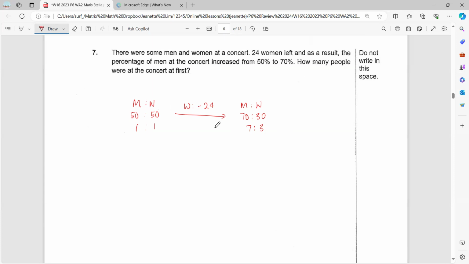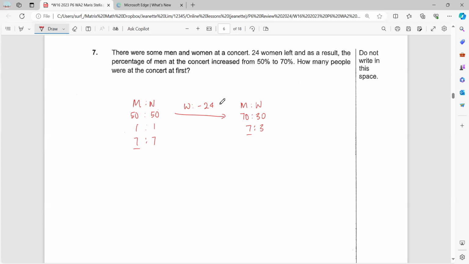The common base is the one that doesn't change, which is the number of men. So I have to make the number of men the same. So 1 to 1, change it to 7 to 7. Okay, so I multiply by 7 because I want to make men 7 units. So I have 24. The only value I have is 24.